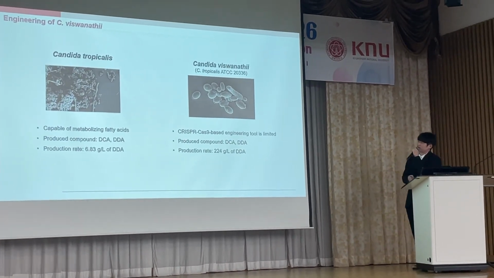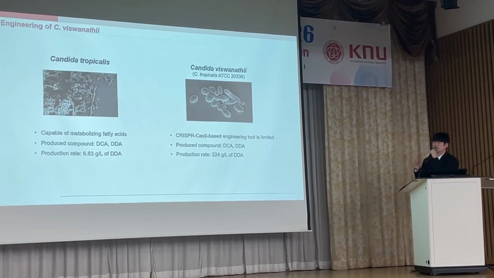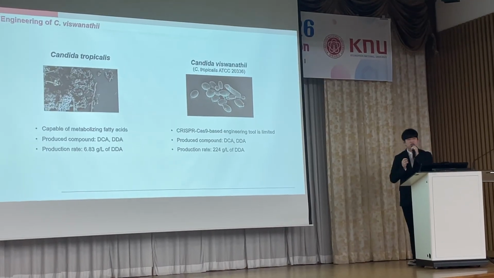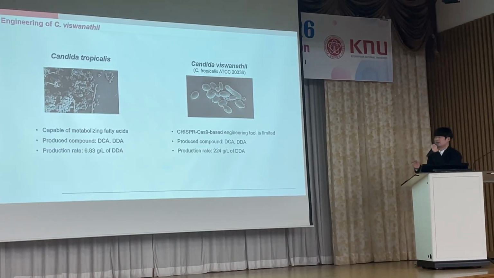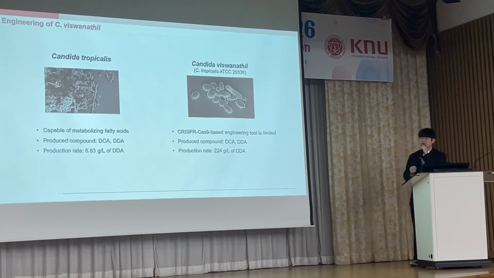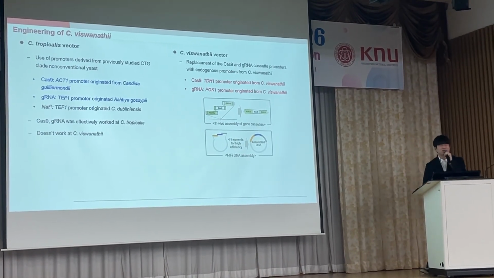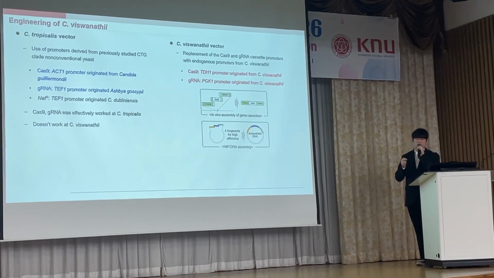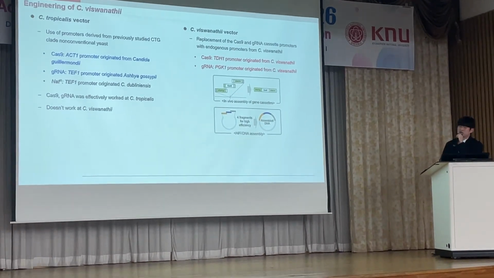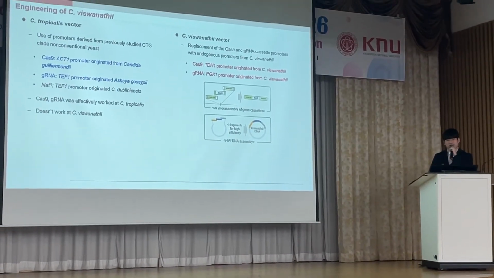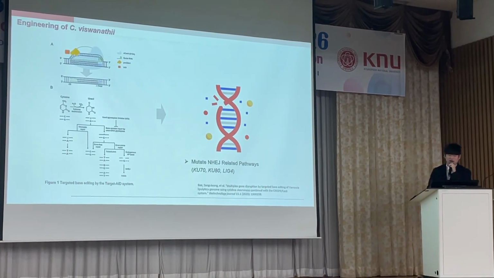Going back to the previous point, we want to produce DCA and DDA, and we found out that we could engineer Candida tropicalis. However, we found another strain with which we can make DCA and DDA much better. So we have to move on to Candida viswanathii, which can produce a much higher rate of DCA and DDA. In order to do engineering in Candida viswanathii, we have to construct a new vector which works well in Candida viswanathii. So we changed all of the promoters and terminators by using Gibson assembly, and we constructed a new vector. After that, we tried to do engineering. However, we had a little bit of a hard time.